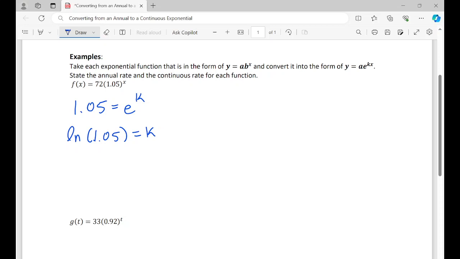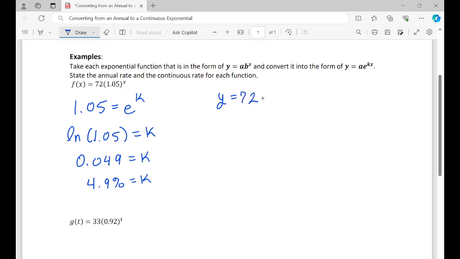Now we don't really like it to be ln 1.05, so we just put it in a calculator, and to 3 decimal places we end up getting 0.049 for k. And again, convert it to a percentage just by multiplying it by 100. We're going to get 4.9% equals k.